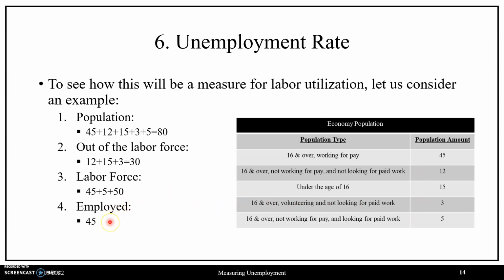In terms of active labor resources in the form of employed, this is going to be individuals 16 and over who are working for pay, so 45 individuals from our labor force. And in terms of idle labor resources, these are going to be our individuals who are 16 and over who are not working for pay but are looking for paid work. So this is going to be our remaining 5 from our labor force, giving us 5 idle labor resources.